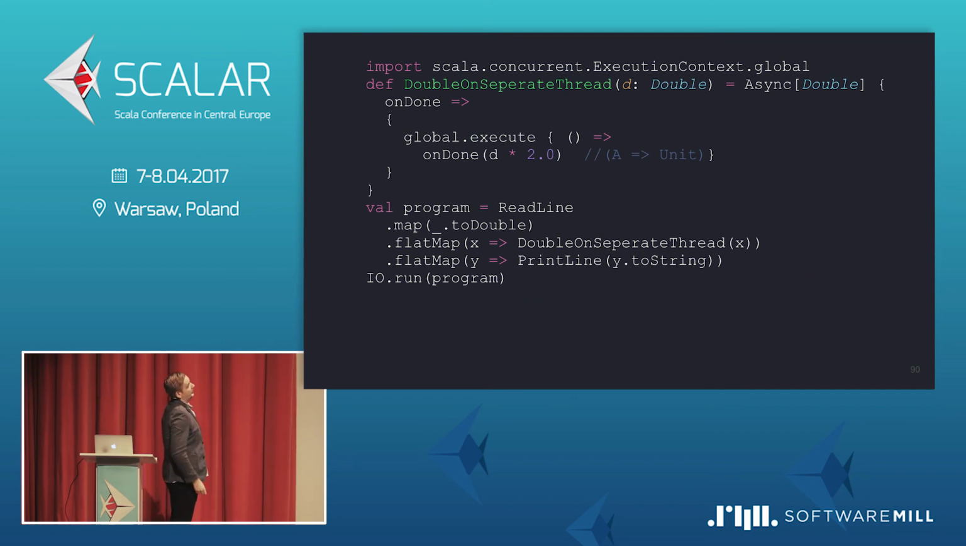And here's a sample program. We read line, map it to double, flat map it. Then it will actually compute it on a separate thread. Again, we call flat map to print it. At the end, we can call run, and we're done.